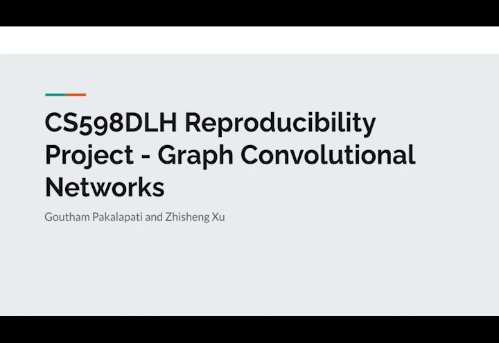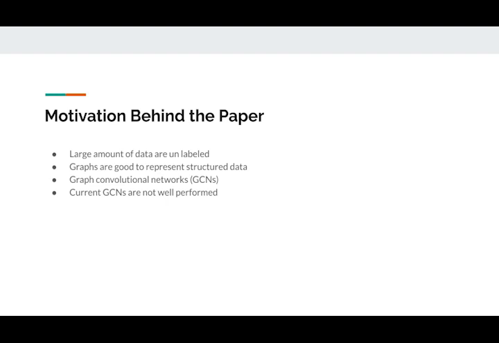Hello everyone, this is Group 28, and our project is reproducing the paper Semi-Supervised Classification with Graph Convolutional Networks. The motivation behind the paper is to address the problem of semi-supervised learning on graphs.